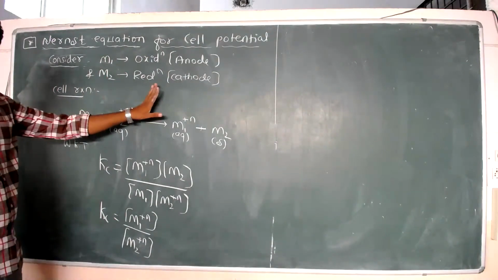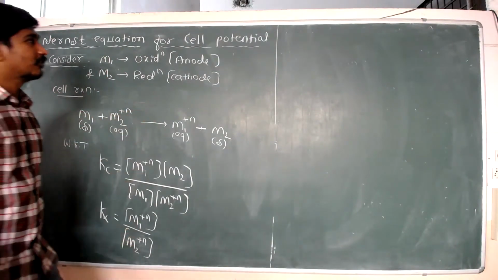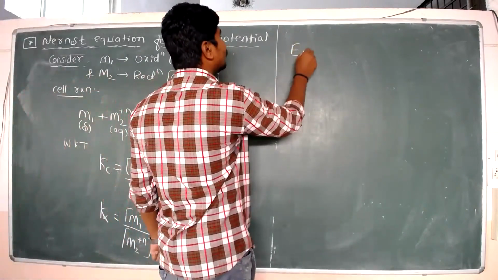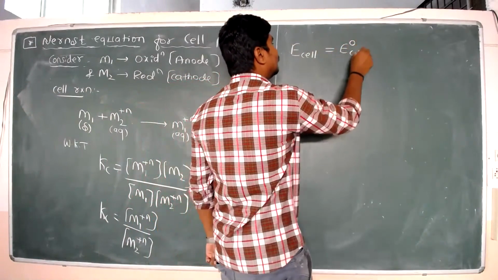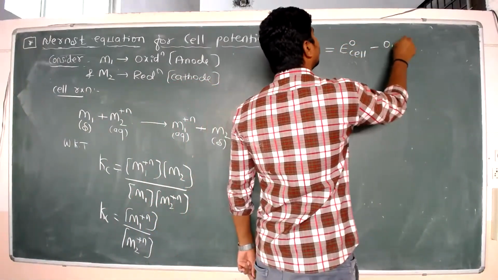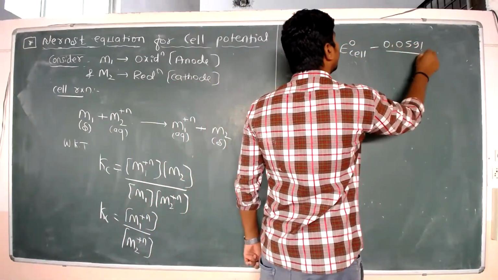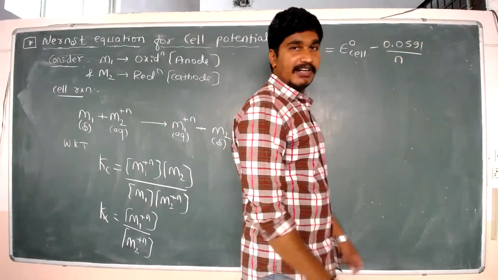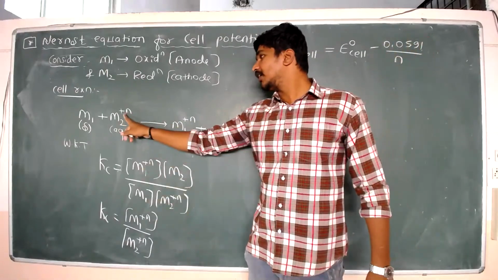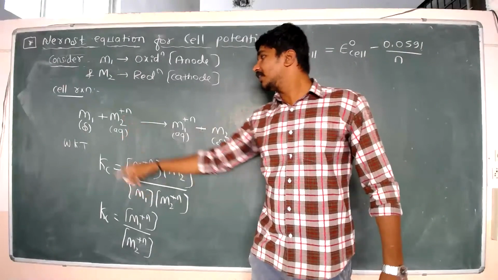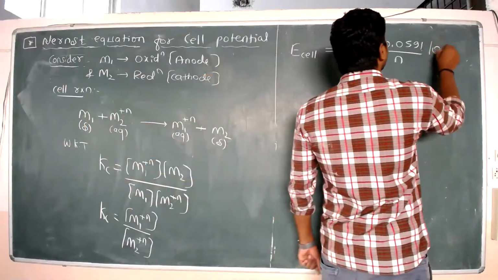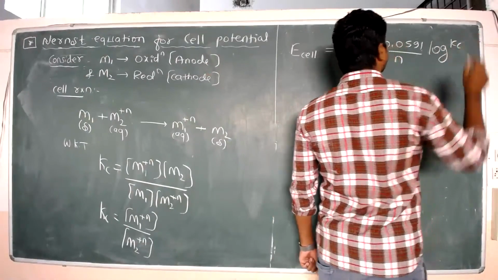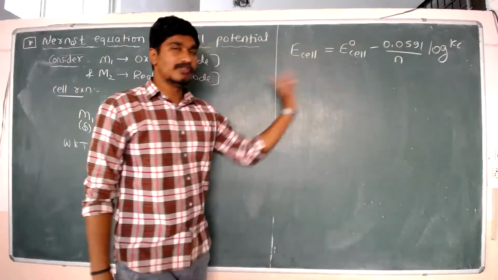Here it is for a complete cell. Therefore, we know the Nernst equation. What is the Nernst equation? E cell is equal to E naught of cell minus 0.0591 divided by n, because n number of electrons are involved in the reaction, gain of n electrons here and loss of n electrons there, into log Kc. This is the Nernst equation we know already.